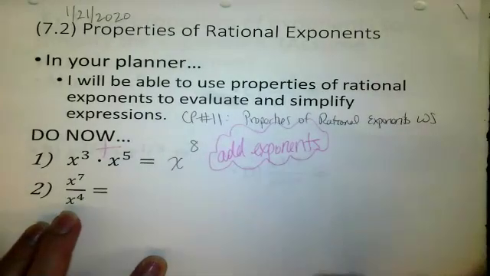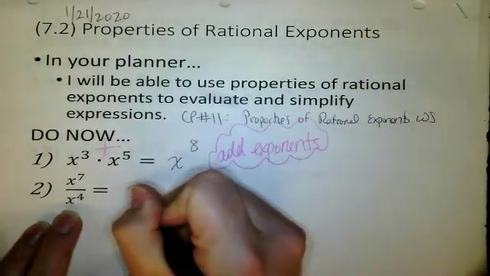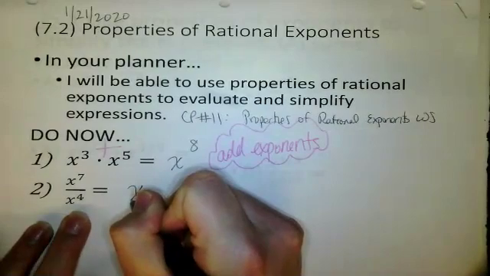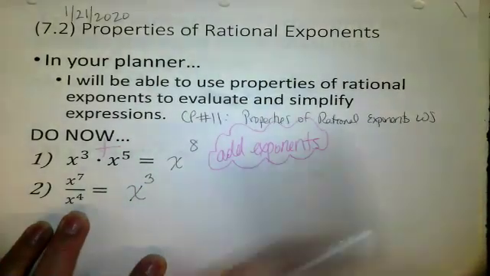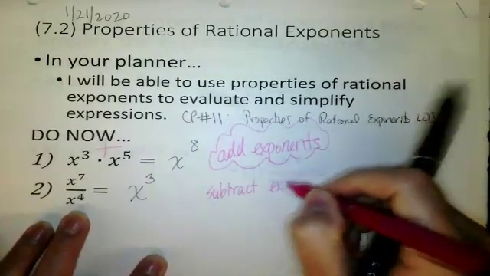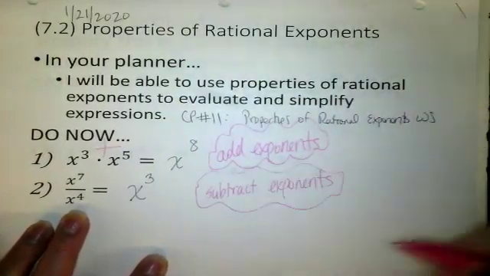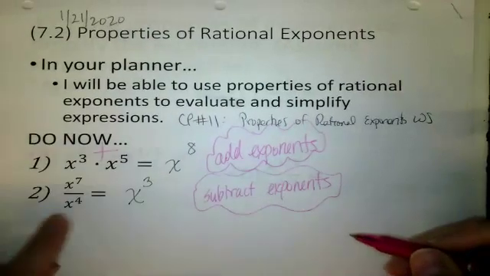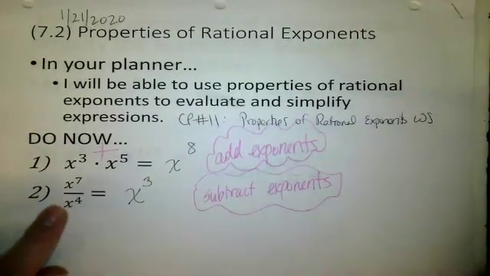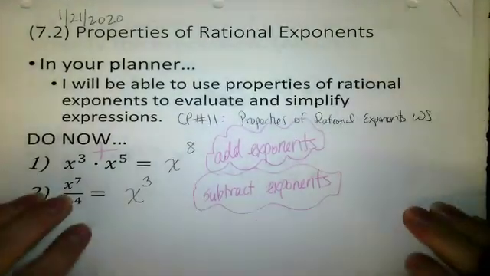If you have x to the seventh divided by x to the fourth, what do we get? X to the third. How do we get third? We subtracted the exponents. So we have two options today. You're either going to add the exponents if it's a product, or you're going to subtract the exponents if it's division. Ladies and gentlemen, welcome to today. Okay? So here we go.